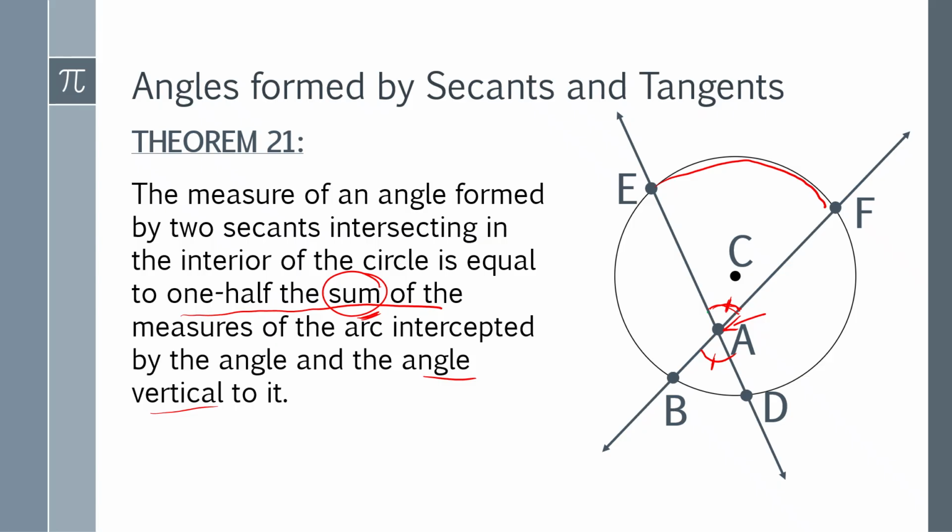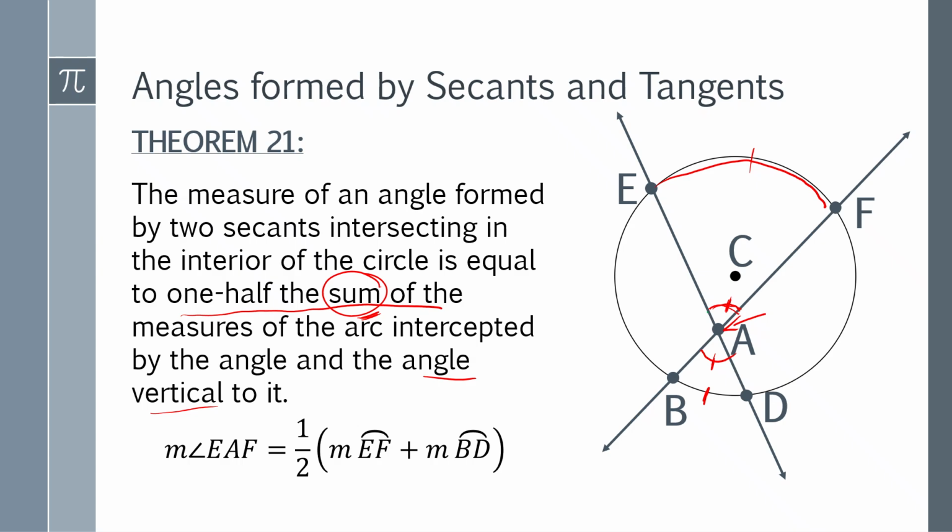So i-add po itong dalawang ito. So sum of the measures of the arc intercepted by the angle, ito siya, and the angle vertical to it. So meron po tayong ganitong case. Ang formula po nito ay measure of angle EAF is equal to 1/2 the measure of arc EF plus measure of arc BD.